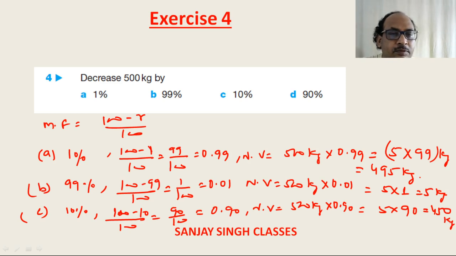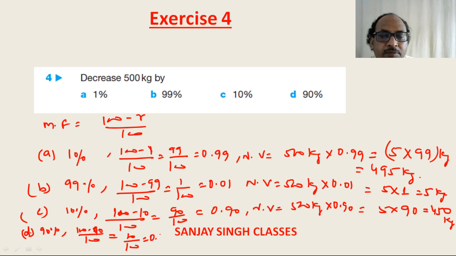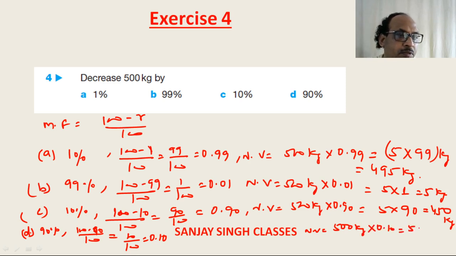Okay, right. Now question number D is also there. So for D, 100 minus 90, so it is 90% decrease has taken place. 100 minus 90 by 100, so it is giving to us as 10 by 100, that is 0.10. New value is equal to 500 kg into 0.10. 5 into 10 kg, and this is 50 kg. Okay, 50 kg.